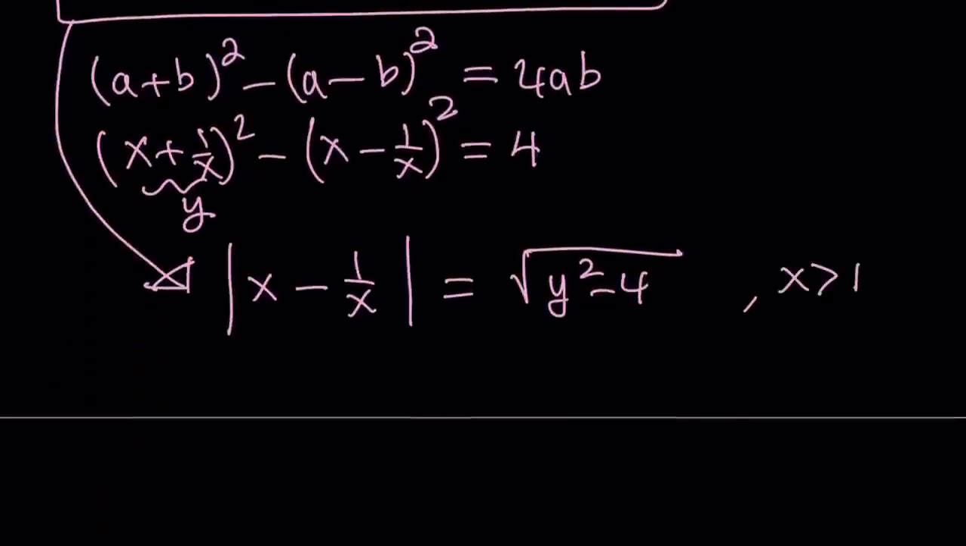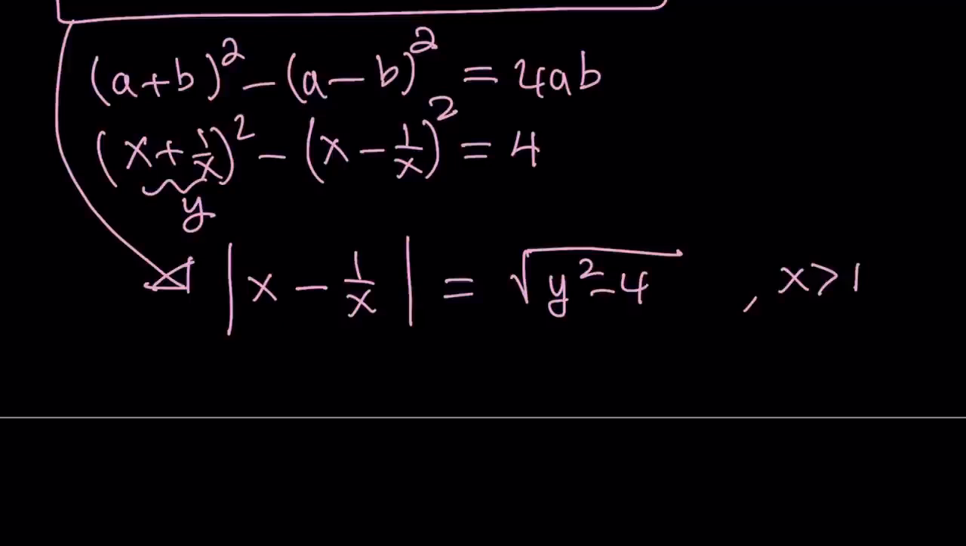So since x is greater than 1, let's see what that means in our context. X minus 1 over x. So if x is greater than 1, let's think about it. For example, if x is equal to 2, 2 minus 1/2 is a positive quantity. Great. How about 1.1? Well, 1 over 1.1 obviously is going to be 0.89 something. So it's going to be less than 1. And when you subtract, you're going to get a positive answer again.